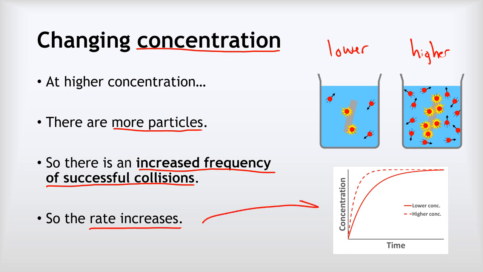And we can see that on this graph here, the solid line shows the lower concentration, whilst the dotted line shows the higher concentration. And you can see the gradient on the higher concentration is steeper, showing that faster rate.